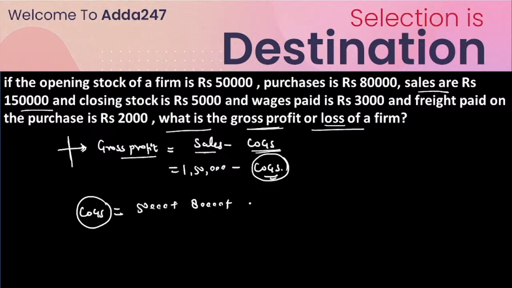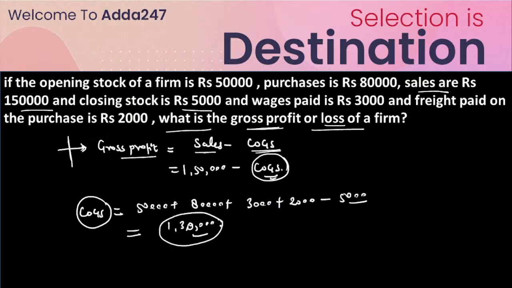So direct expenses, like wages paid here, that is 3,000. Freight paid on the purchases is like carriage inward. That will be 2,000 rupees, and minus the closing stock, that would be 5,000 rupees. When you solve this cost of goods sold, you will get 1,30,000 rupees. Put the values in this formula and you will get the answer: 1,50,000 rupees minus 1,30,000 rupees, which is equal to 20,000 rupees. So that would be the gross profit of a firm.